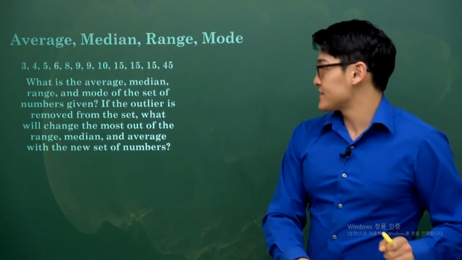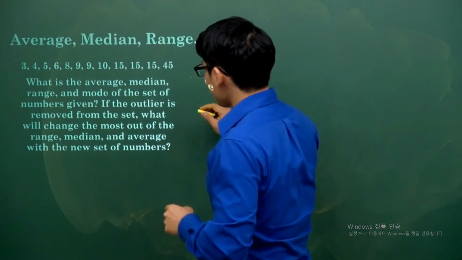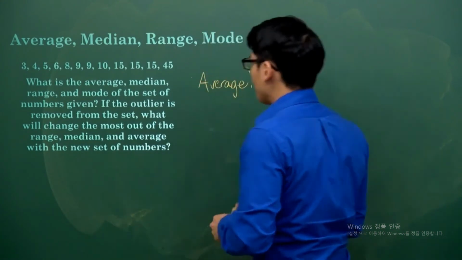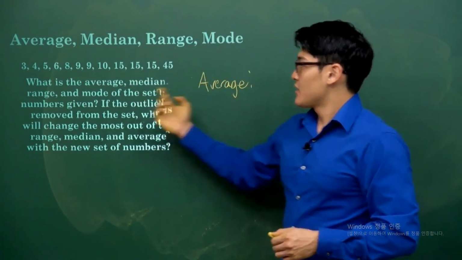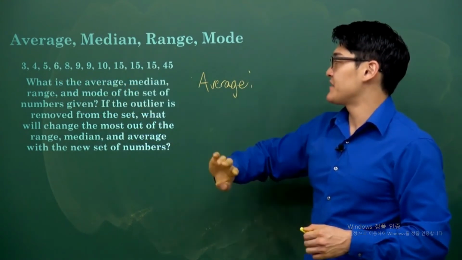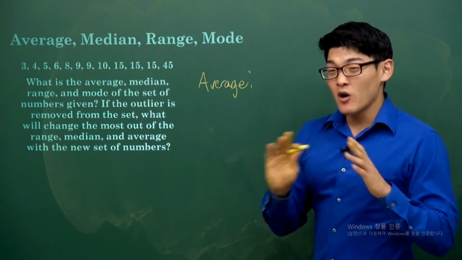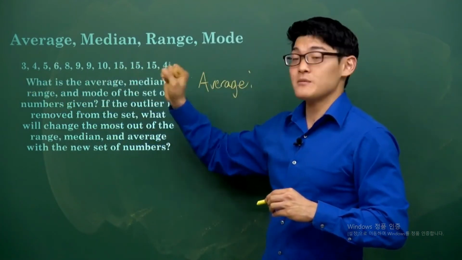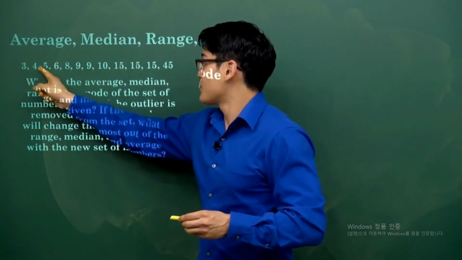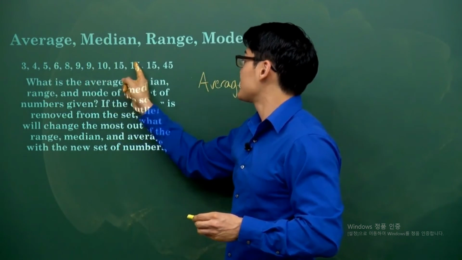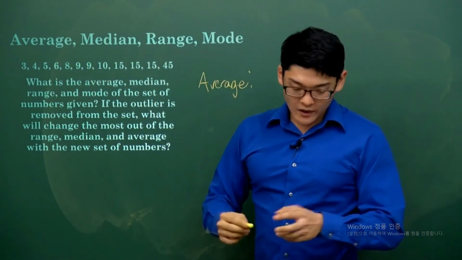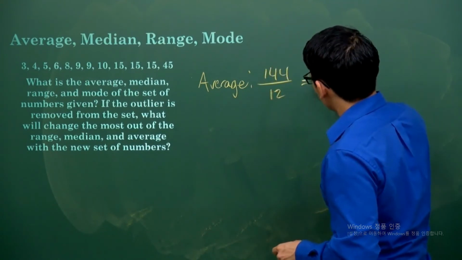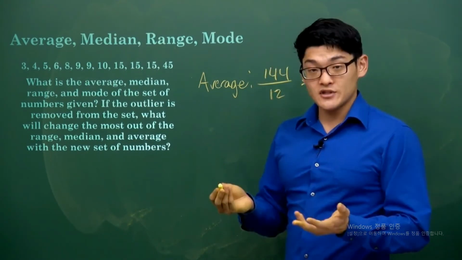So looking at this, what you're going to find is that the average, if we add up all these numbers, 3, 4, 5, 6, 8, 9, 9, 10, 15, 15, 15, 45, add them all together and divide by how many numbers are in the actual set, which is 1, 2, 3, 4, 5, 6, 7, 8, 9, 10, 11, 12. You end up getting 144 over 12, which equals 12. So 12 is the average.